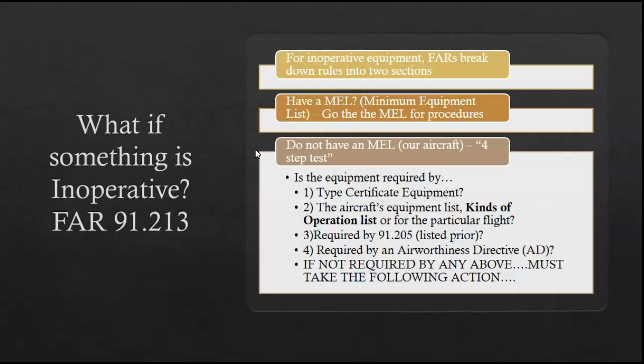So what if you find some equipment that's not operating? Are you still legal to fly? Well, that's covered in Federal Aviation Regulations Part 91-213. And that's an important regulation number to remember for the test.